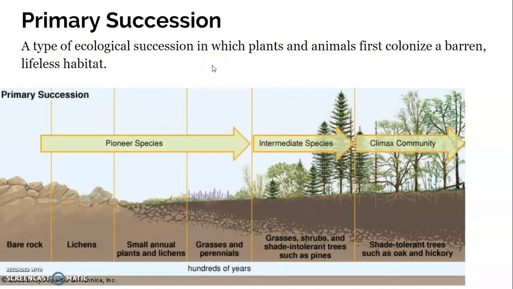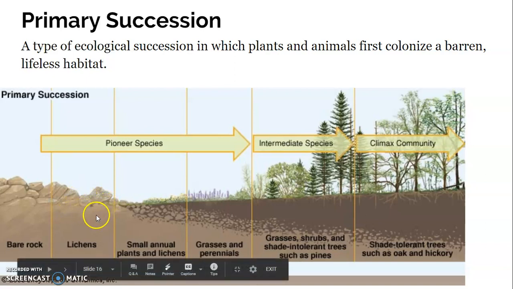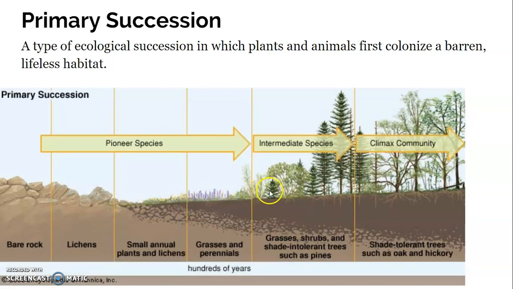We then moved on to primary succession. Primary succession is a type of ecological succession in which plants and animals first colonize a barren, lifeless habitat. Now, putting that in easier terms, that means that there was never anything there. It was bare rock, and then lichens came in, which are like little mosses growing on rocks. And then small plants started to grow in, so you're starting to see some greenery. Then some grasses start growing in, and then we start seeing little trees and little shrubs, and then we have a climax community.